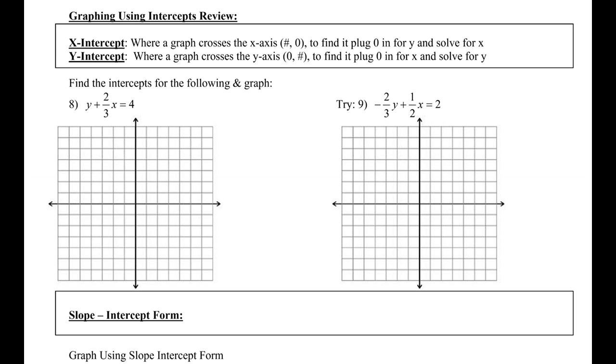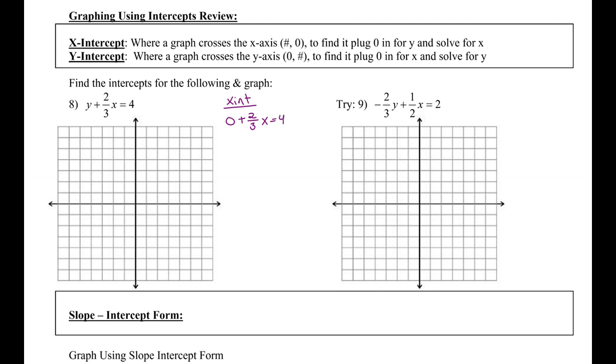To graph using intercepts, we need to first find the intercepts for each graph. To find the x-intercept, we find where the graph crosses the x-axis. To find it, we plug 0 in for y and solve for x. So for my x-intercept, I'm plugging 0 in for y, and I'm going to solve for x.